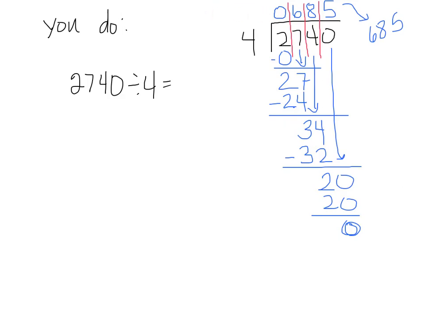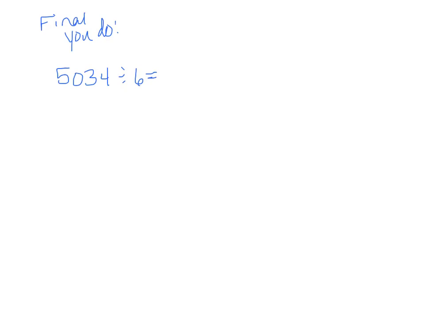All right, let's try another one. Okay, it's our final you do for this lesson, 5,034 divided by 6. Go ahead and give that a try. Push pause, and then push play when you've got an answer. All right, hopefully you got further before you got stuck, or you got all the way through to an answer this time. So let's see how you did.